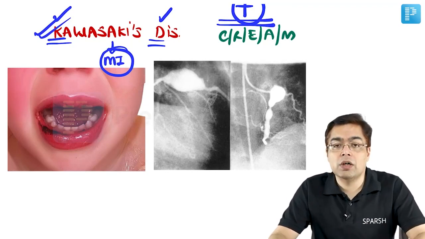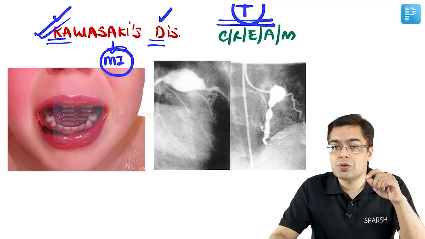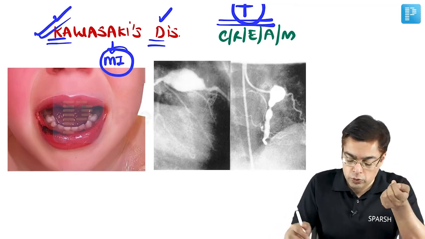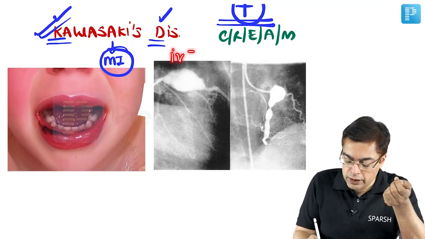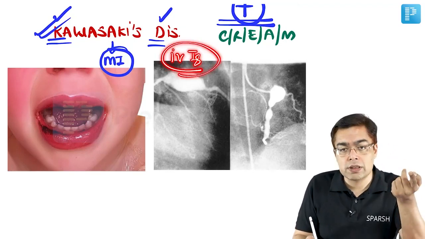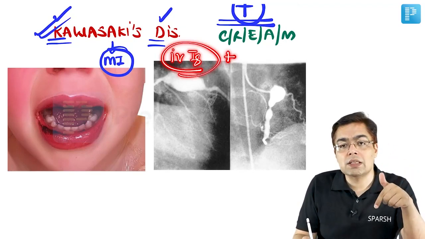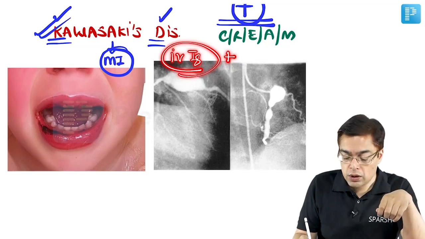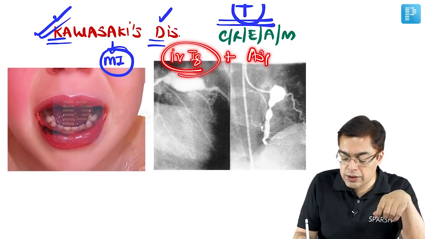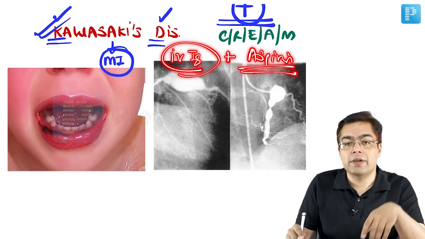But over here, in case of Kawasaki's disease, the child is at high risk for development of a coronary artery problem. Therefore, the management of this particular child is going to be done with the help of intravenous immunoglobulins. And so as to reduce the chances of development of myocardial infarction, what is also going to be given to this particular child is going to be antiplatelet therapy in the form of aspirin.